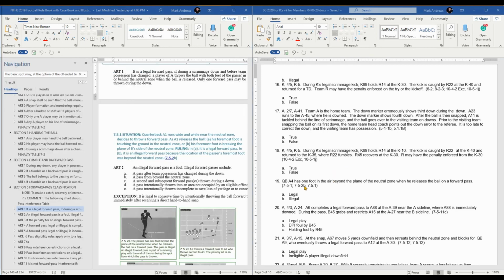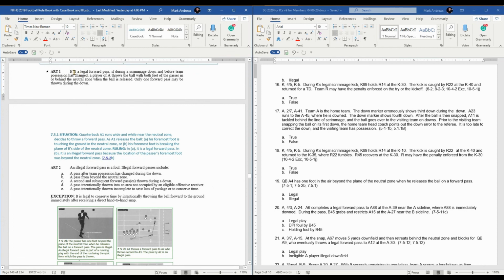Okay, question number 19. Quarterback A4 has 1 foot in the air beyond the plane of the neutral zone when he releases the ball on a forward pass. Legal or illegal? So if we go to 7-5-1, it is a legal forward pass if during a scrimmage down and before team possession is changed, a player of A throws the ball with both feet of the passer in or behind the neutral zone when the ball is released. Only 1 forward pass may be thrown during the down. So, technically, this is an illegal forward pass.